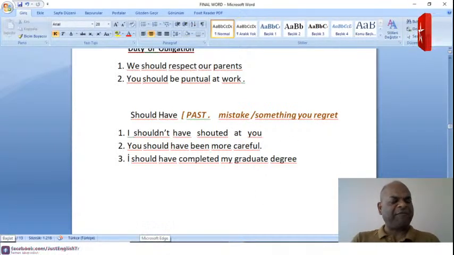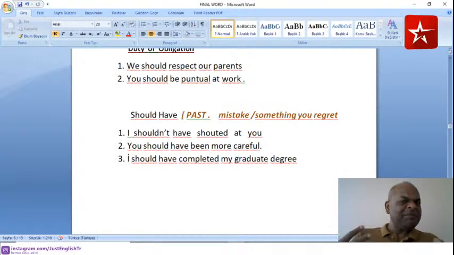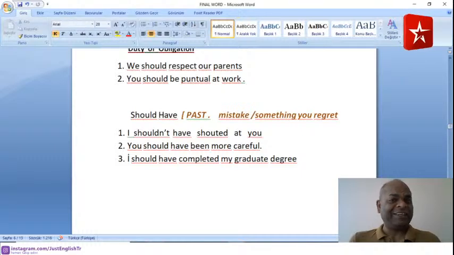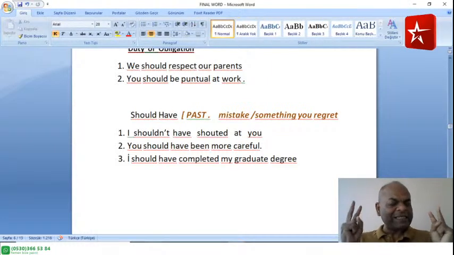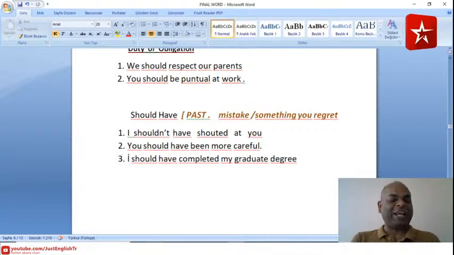When you say should have, means what? It's something in the past you have done. For example, a mistake or something you regret later, you know, you say, oh, why did I do that? Now that is sort of a regret. It happens to you. Maybe you did a mistake, something you did in the past. So that is actually should have. All right, guys? Now let's do it together.